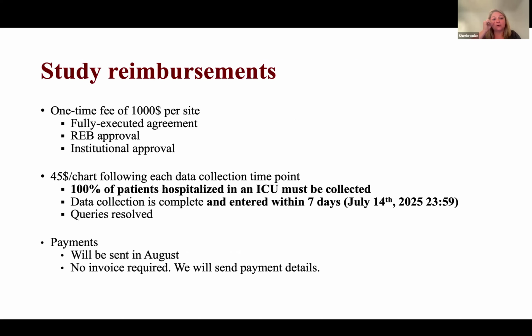Study reimbursement. For the new sites that will be activated, there is 1,000 per site for the activation of the site. So that's once the agreement is fully executed, the REB approval and the institutional approval are sent to us, and all the essential documents and training documentation are received. So it's when your site is activated. And then we reimburse $45 per chart following each data collection.